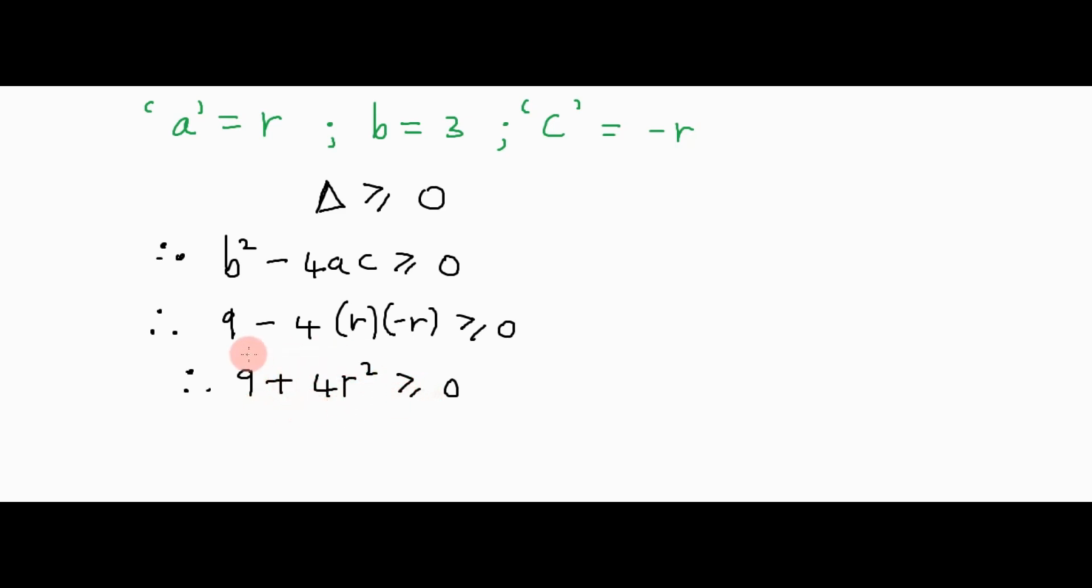Now, if you look carefully at the left-hand side here, 9 is a positive number, and 4r squared is a perfect square, which is always positive. So we're going to get a positive plus a positive, which is a positive. Of course, when r is 0, 4r squared will be 0, and 9 plus 0 is 9, which is still greater than 0. So no matter which value we plug in for r, whether it's negative or positive or 0, the left-hand side here will always be positive. And hence we're going to say that r is an element of real numbers. So any real number that we plug in for r will make the left-hand side positive.